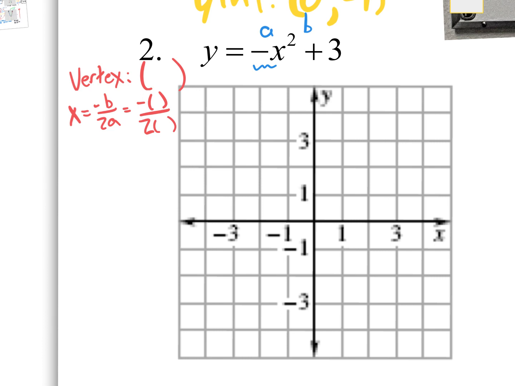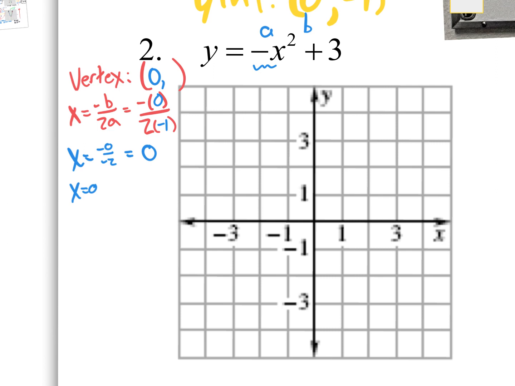So the reality is b is 0 and a is -1. So when you have x equals -0 divided by -2, that's really just 0 divided by anything, which is still 0. So we know our x value is 0. So the x value of the vertex is 0. You need the y value.